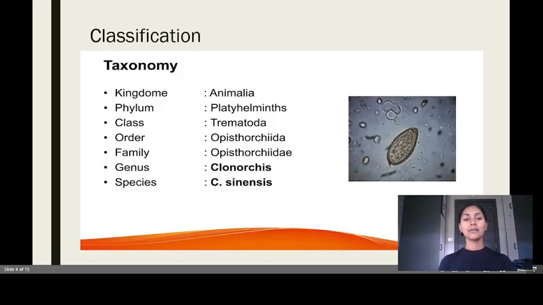Next is the classification of Clonorchis sinensis. The kingdom it belongs to is Animalia, phylum Platyhelminthes, class Trematoda, genus Clonorchis, and species Clonorchis sinensis. That's a small image of the Clonorchis.